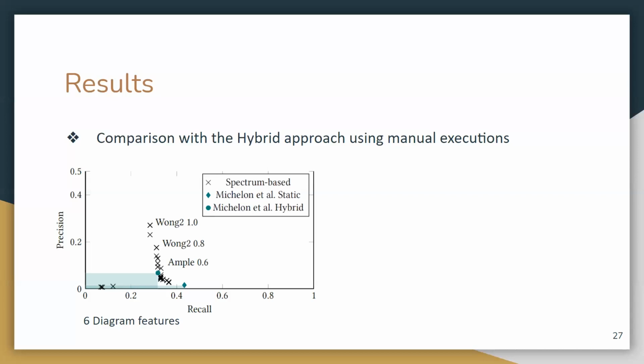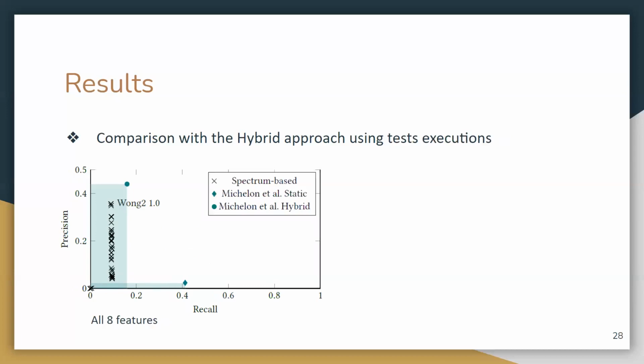We can observe how the Michelon et al. static approach from 2019 is in the Pareto front because of its recall value. The Michelon et al. hybrid approach from 2021 got lower values in both precision and recall compared to our spectrum-based technique, and we're using the thresholds, for example, OSHI 0.5 to 0.6.